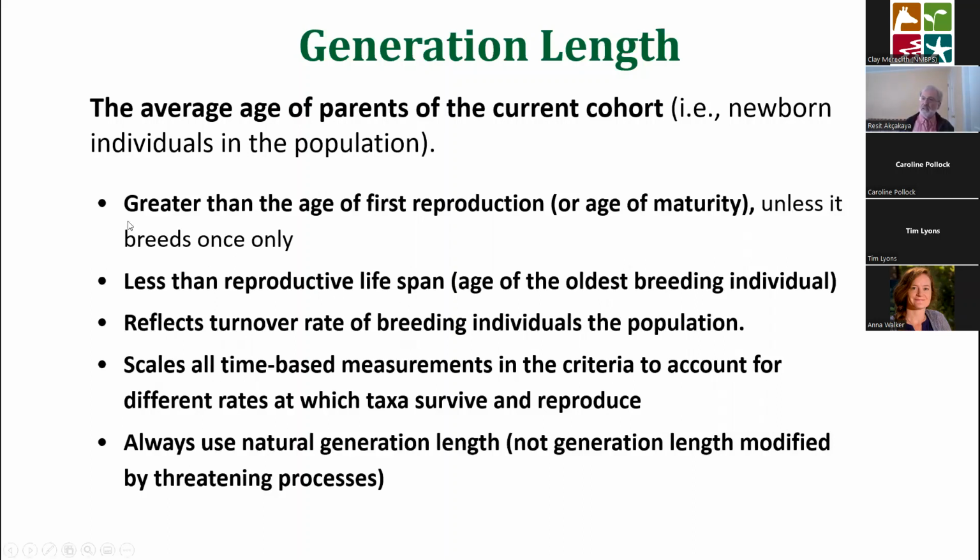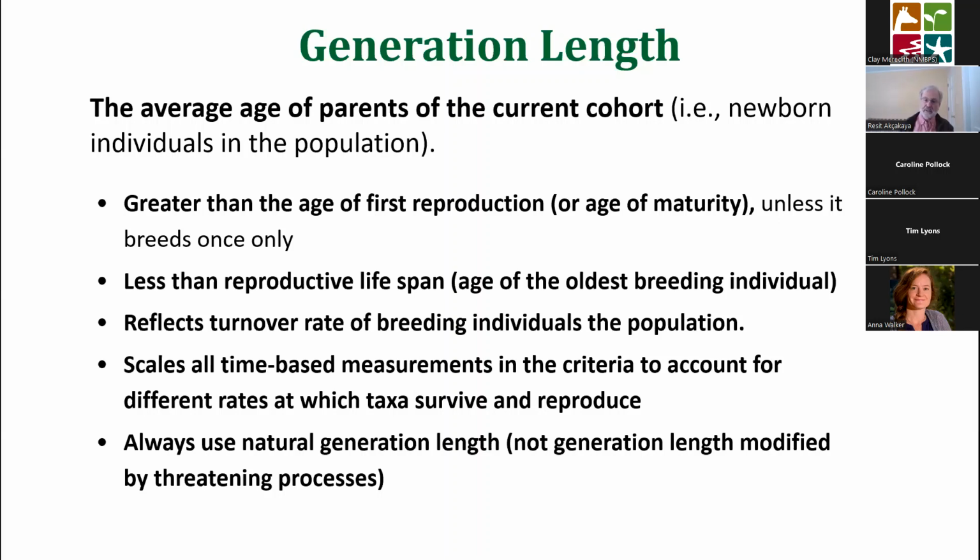Important points to remember. The generation length is greater than age of first reproduction or age of maturity, unless the species breeds only once, right? So ignoring the species that breed only once, if a species breeds only once, its time of breeding and generation length are the same thing. If a species breeds more than once, potentially, then generation length is always greater than age of first reproduction. But it's also less than the reproductive lifespan. So it's between those two numbers. And it reflects the turnover rate of the breeding individuals in the population.